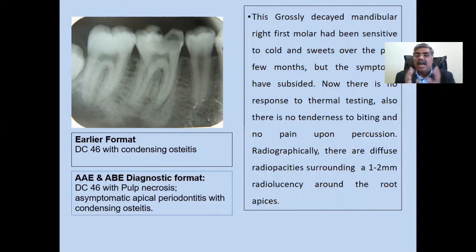It is very good from the point of view of the student and a beginner as well as the general practitioner. It gives the status of the pulp, saying that the pulp is dead or necrosed, and it says asymptomatic apical periodontitis. So the patient doesn't have any symptom, but there is a periapical radiolucency, asymptomatic apical periodontitis, and there is a good bone response in the form of condensing osteitis. It is more descriptive in nature.